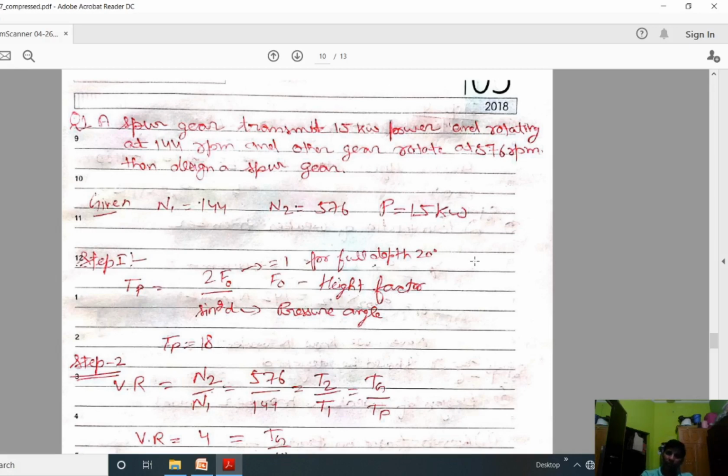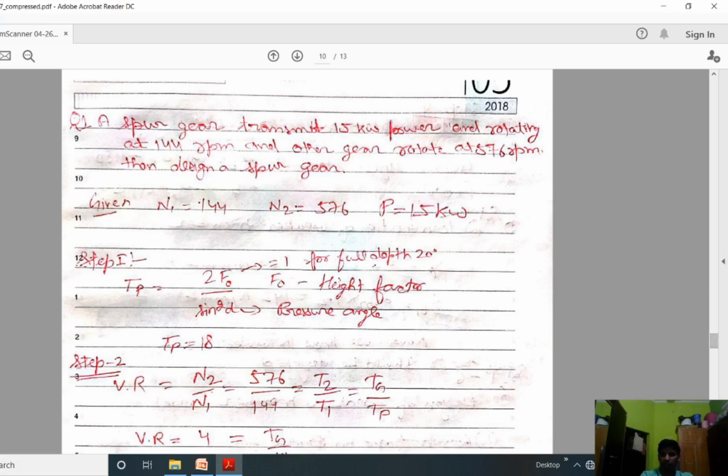These are assumptions only, we assume these values, and after these assumptions we may find TP is equal to 18. And we can also directly take TP equal to 18 if we don't have any value for finding TP, the teeth on pinion.